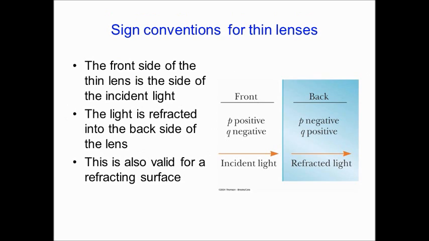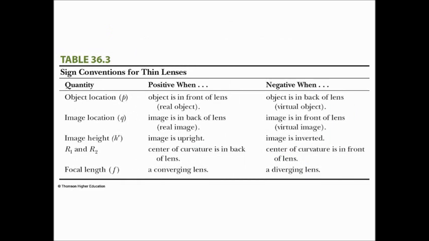Similar sign conventions apply for thin lenses. In this case, the front side of the thin lens is the side of the incident light. The light is refracted into the back side of the lens, and of course, the light is not reflected, it goes through the lens. So we have the incident light and the refracted light. This table shows the sign conventions for the converging and diverging lenses. Converging lenses will have positive focal length, while diverging lenses will have a negative focal length.